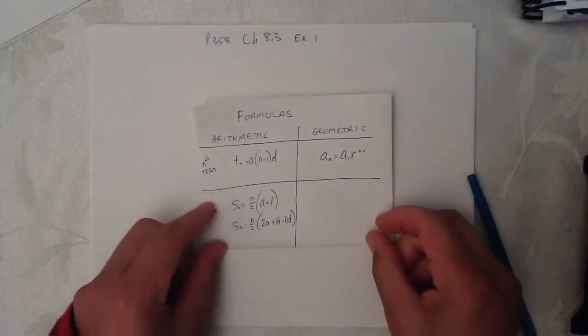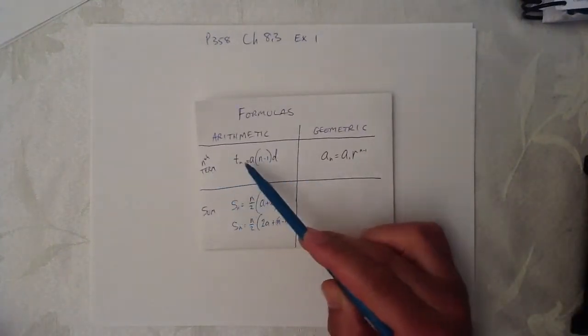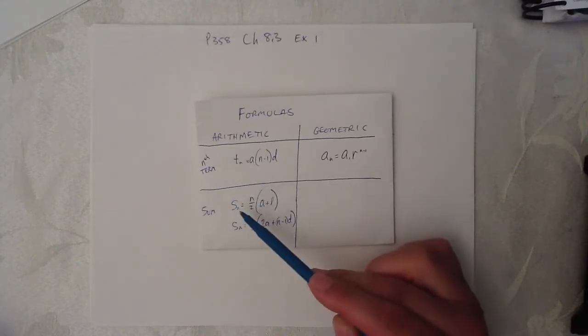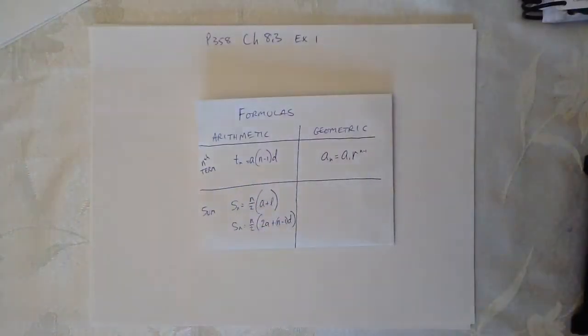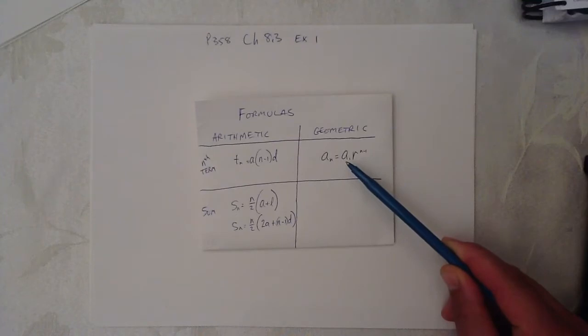So the exercises that follow 8.3 deal with geometric sequences. This is our new toolkit. Our toolkit has the arithmetic sequences on it, so we can calculate the nth term of an arithmetic sequence. We can calculate the sum of an arithmetic sequence. And now we know also how to calculate the nth term of a geometric sequence.